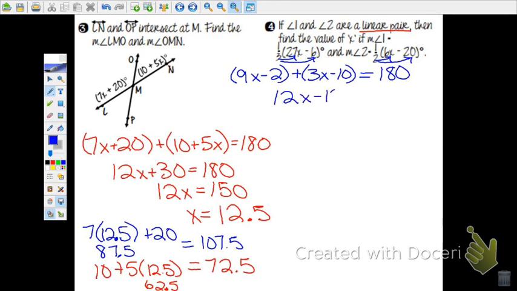12x minus 12 equals 180. So I add 12. 12x equals 192. Divide by 12 to find that x is equal to 16. And for this one, that's all they wanted me to find was that measure of x.